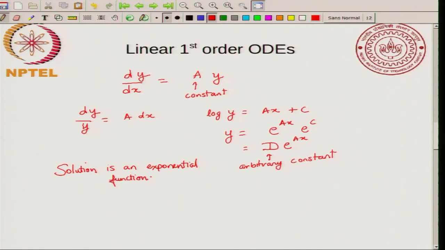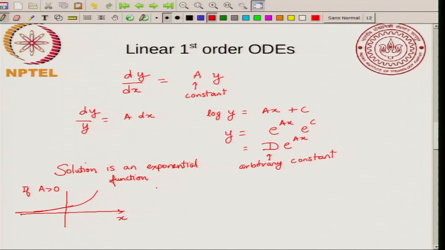Okay. Now, if a is greater than 0, then the solution is exponentially increasing. So for x greater than 0, it looks like this. Along the positive x axis, it looks like this. Now when x is less than 0, it will just come all the way to 0. So when x goes to minus infinity, it will go to 0. So you'll have some function that looks like this.